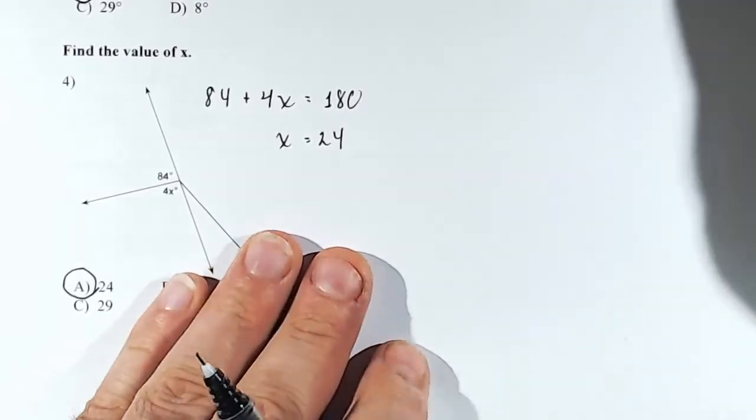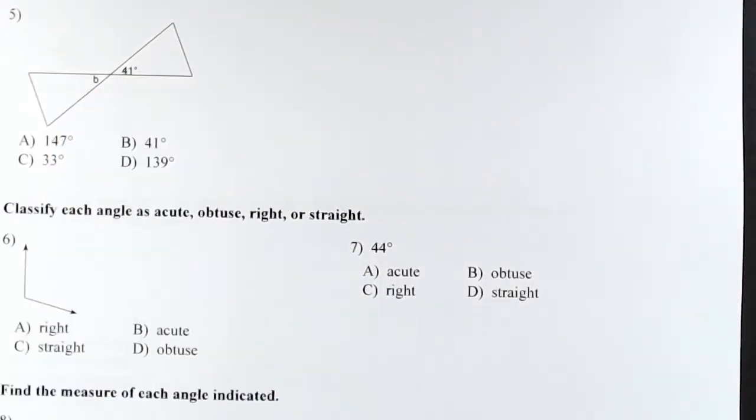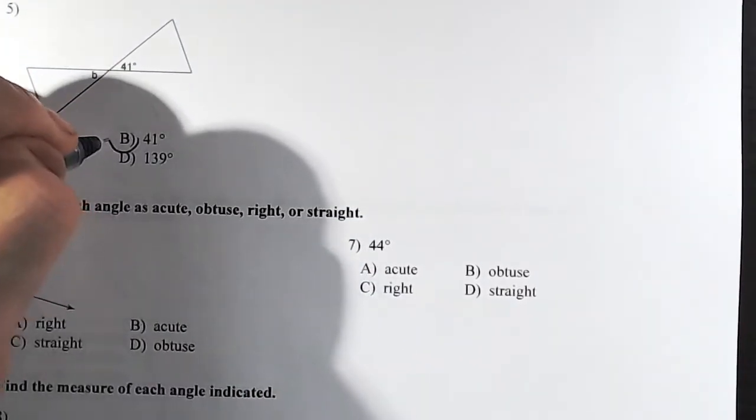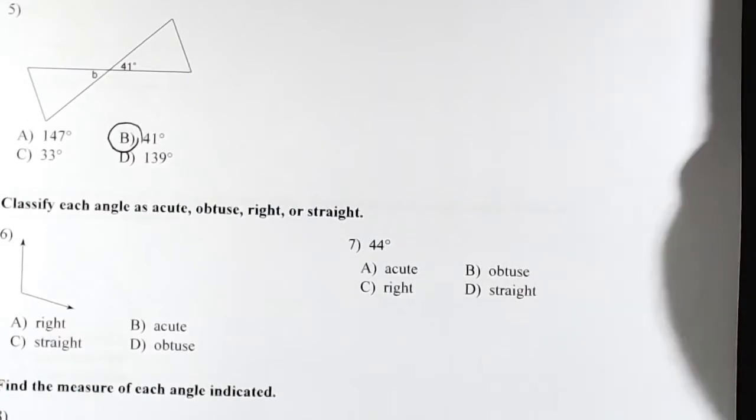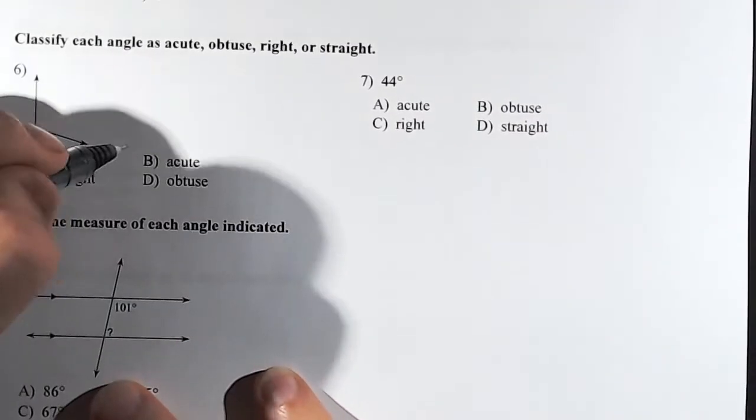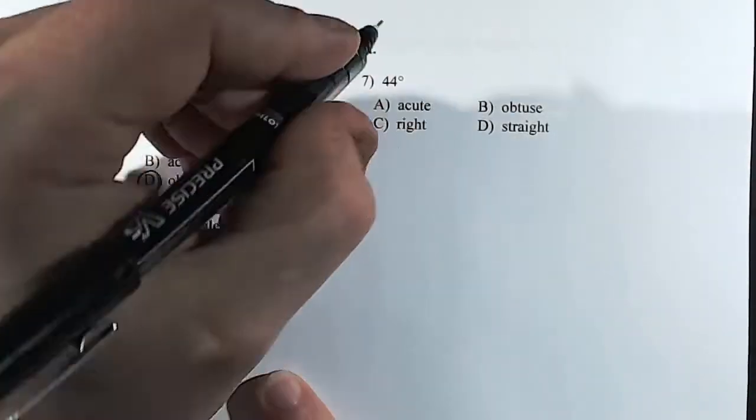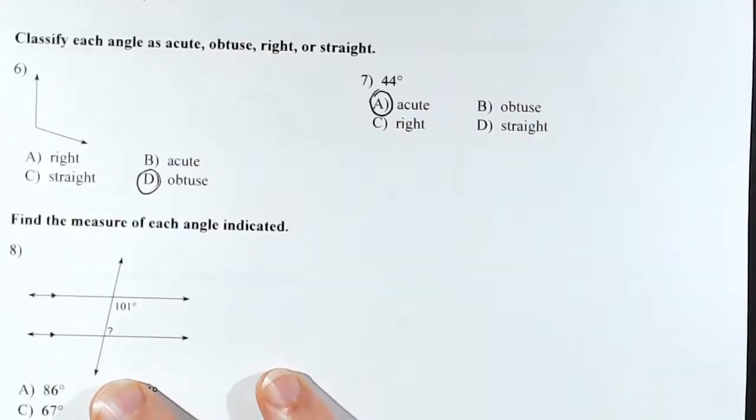Moving on to number 5. Find the measure of angle B. These are vertical angles, so it's 41. Moving on to number 6. Classify each angle as acute, obtuse, right, or straight. This is obtuse because it's greater than 90 degrees, and this is acute because it's less than 90 degrees.